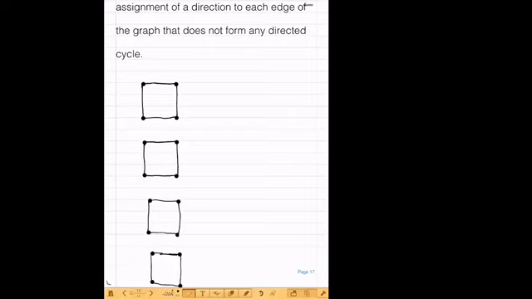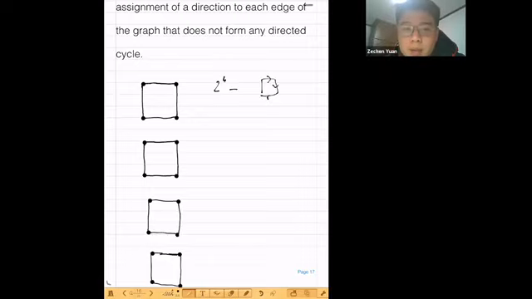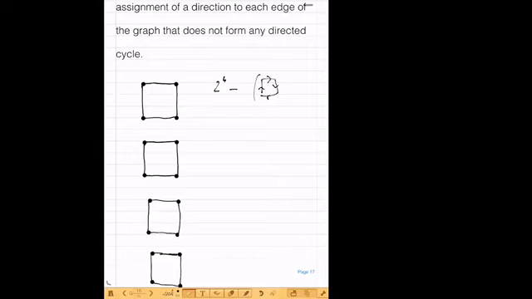Well, it would be 2 to the 4, which is 16, right? That's a very good idea. So let's find the total number of ways of orienting the edges, which is 2 to the 4th. And then we take away the possible orientations which give you a cycle. There are only 2 ways to give you a cycle, right? You can go in one direction, or you can have the other direction. So 2 to the 4 minus 2. Very good. That's actually easy to do.